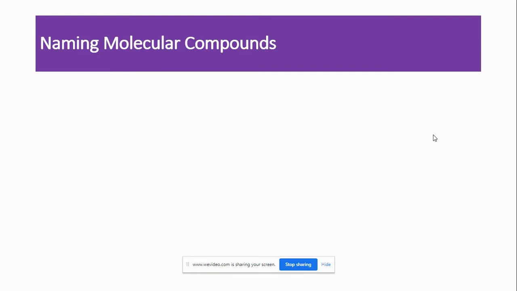Okay, so now we're going to talk about naming, and there is a worksheet attached to this post, which you do have to go through and hand in through Google Classroom, just like you did with the ionic.